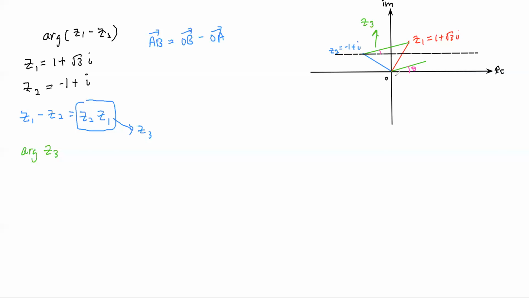First of all, let's find the argument of Z1, which is quite simple, so I will not explain here. We just go into finding it. It should be 60 degrees. And the argument of Z2 should be 180 minus 45 degrees, which is 135 degrees.